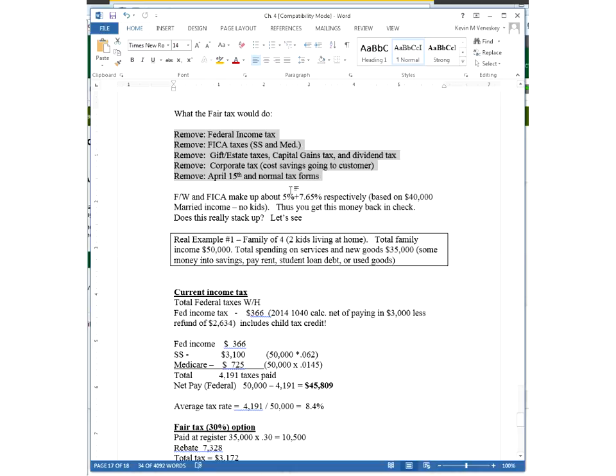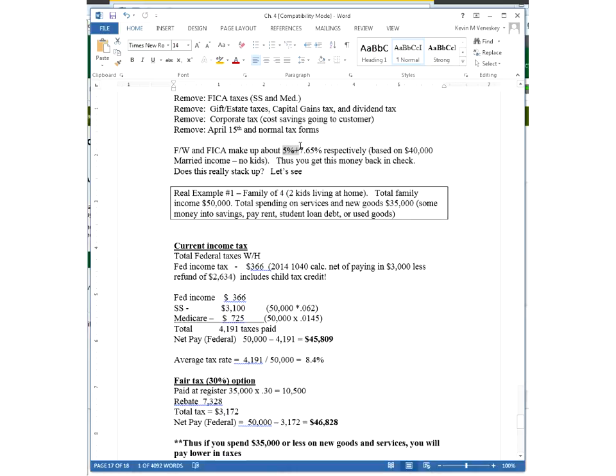So I put a little recap here. Federal withholding and FICA make up about federal withholding 5%, FICA 7.65. If you have 40,000, that's kind of what I was saying before with no kids. So their reasoning is, with this money you get back, you should be staying pretty even with what you were with our pay-as-you-go system now, the payroll tax.